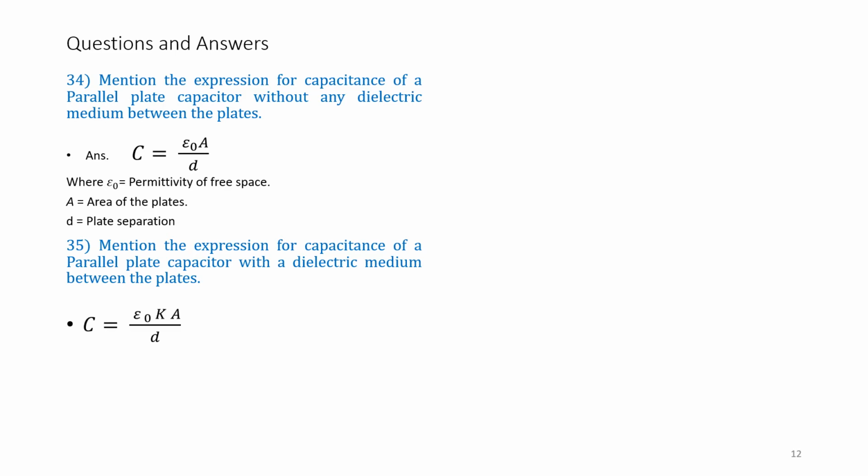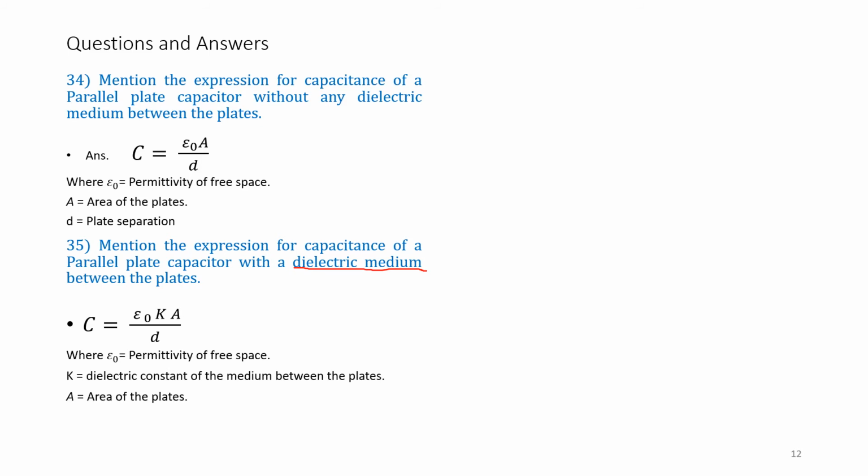Question number 35. Mention the expression for capacitance of a parallel plate capacitor with a dielectric medium between the plates. So therefore, C is equal to epsilon naught K A by D. So here the dielectric constant K is added due to the addition of dielectric medium, where epsilon naught is the permittivity of free space, K is the dielectric constant of the medium, A is the area of the plate, and D is the plate separation.